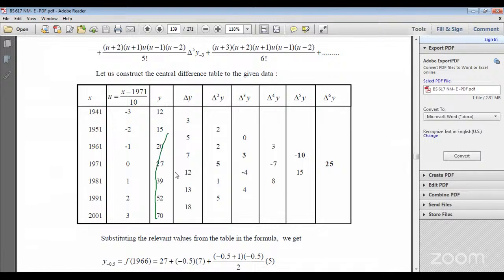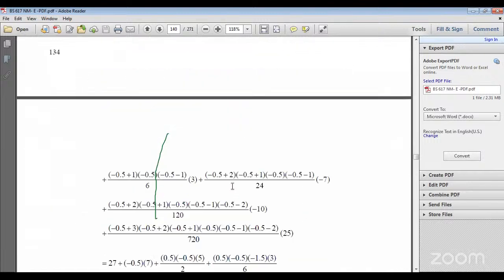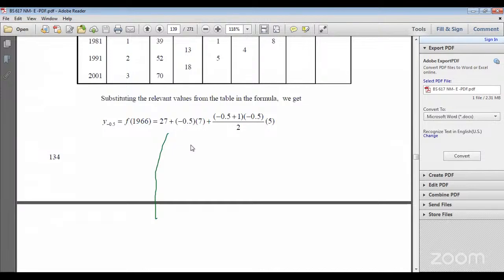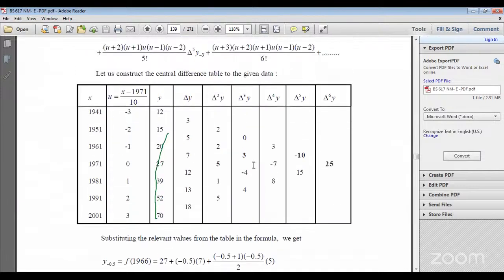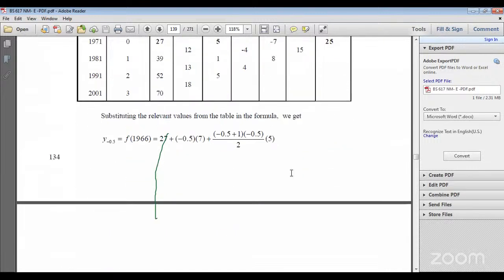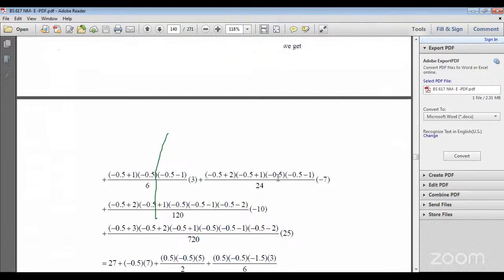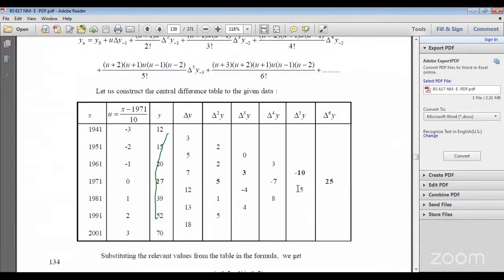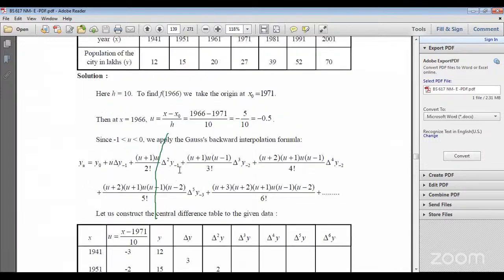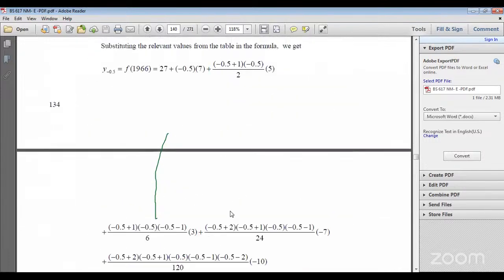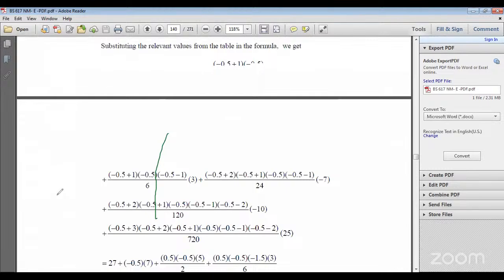So 27 we take here, and 12 we take here. So see here, 27 plus minus 0.5 into 7, then u plus 1 into u by 2 factorial delta square y minus 1, that is 5. Then 3, and after that 7, 10 minus 7. Then u plus 1 into u into u minus 1, and u minus 2. What are the values I am taking here? With the basic fundamentals of the formula.